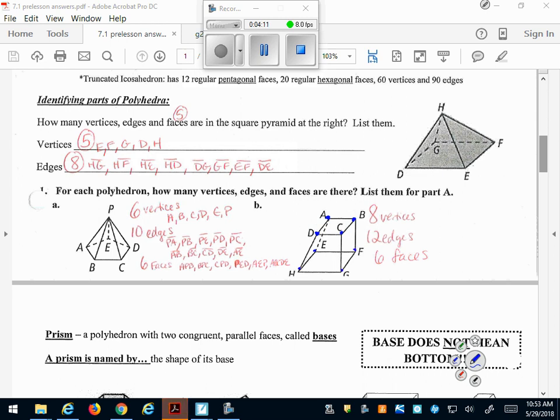And then the 12 edges, because there's 4 edges on the top and 4 edges on the bottom, and then there's 4 connecting them. So that makes 12. And there's 6 faces, because there's 2 bases, and since both of those 2 bases have 4 sides, there's got to be 4 more faces that you add to connect them.